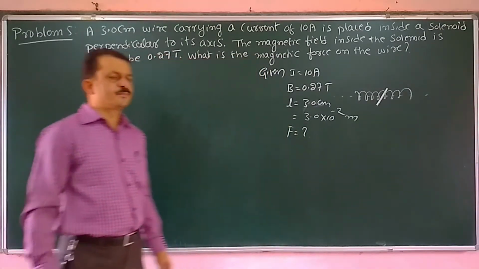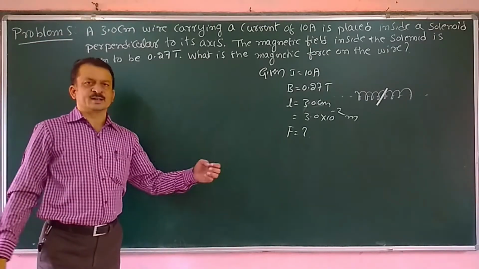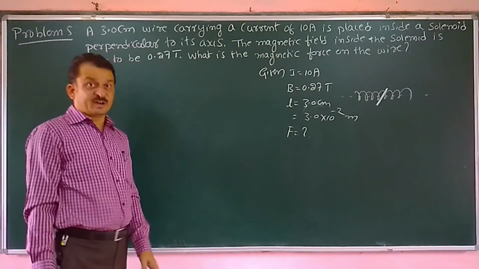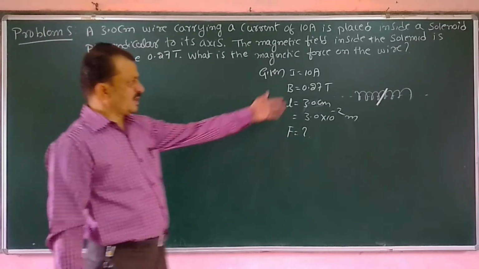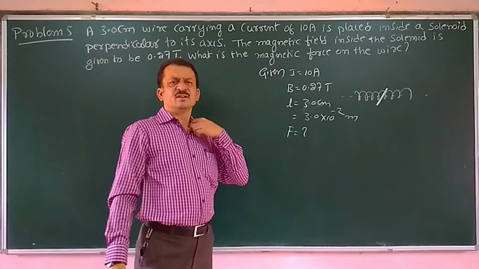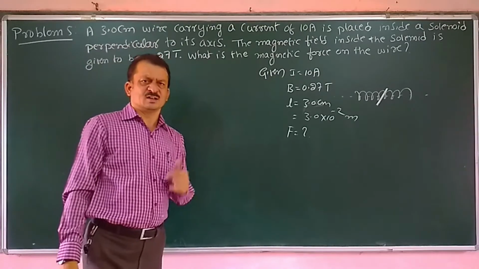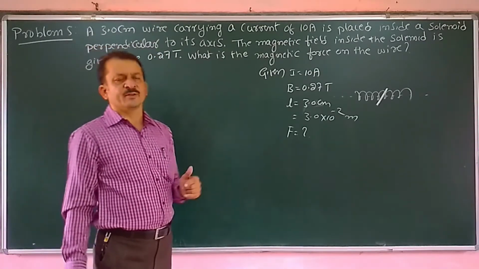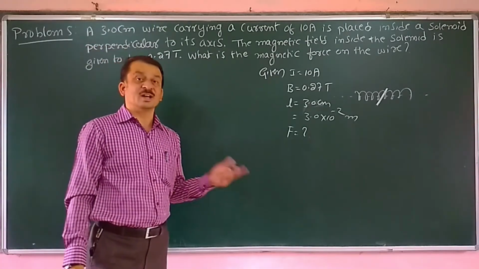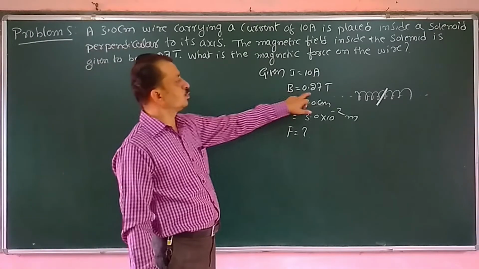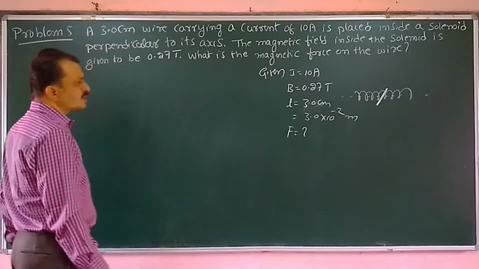Simple relation. Whenever a current carrying conductor is placed in an external magnetic field. Now here they have given the solenoid to get a uniform magnetic field, that's all. We are not using the formula for magnetic field due to a solenoid. They have given that value. Just to create confusion, they have given like that.